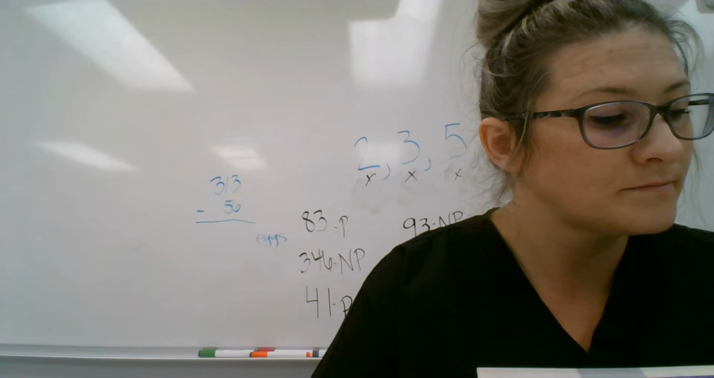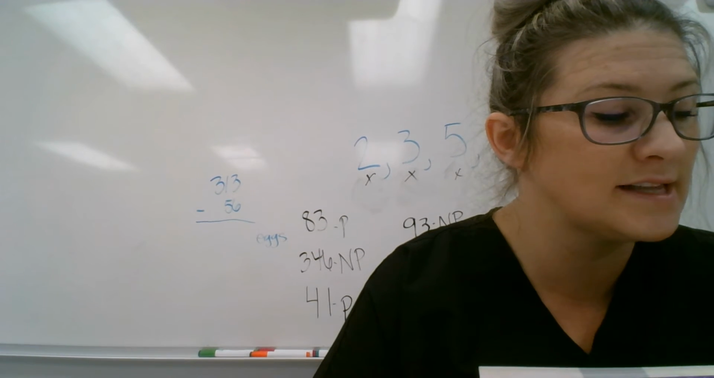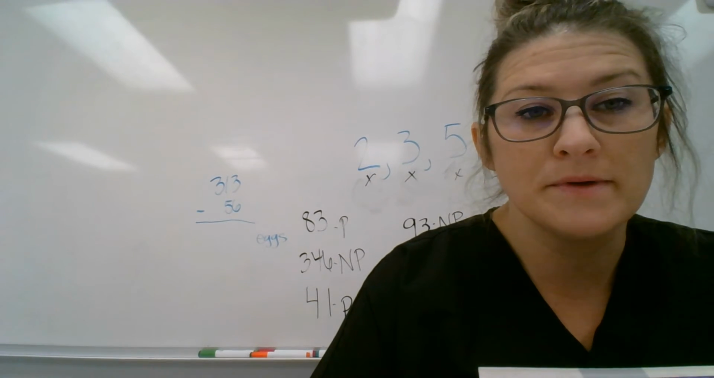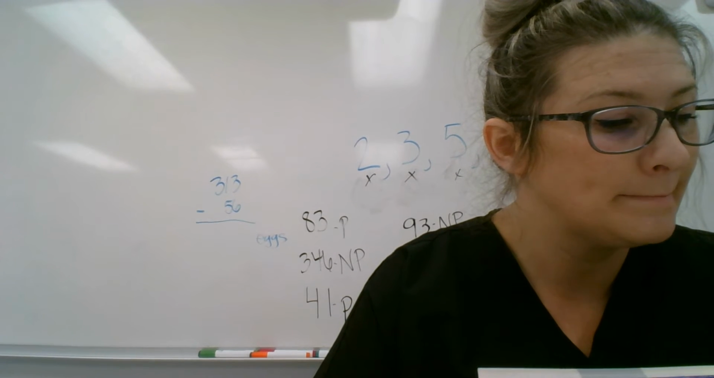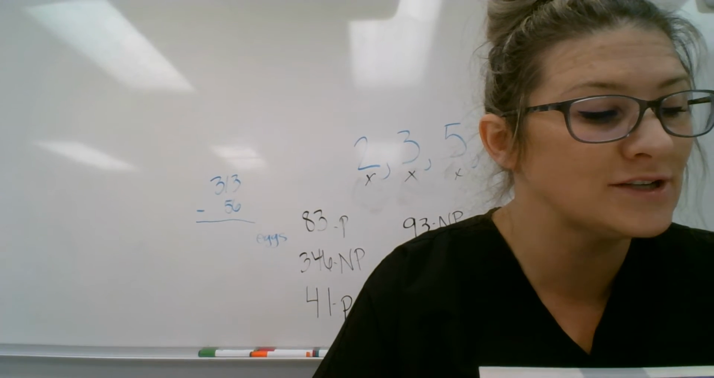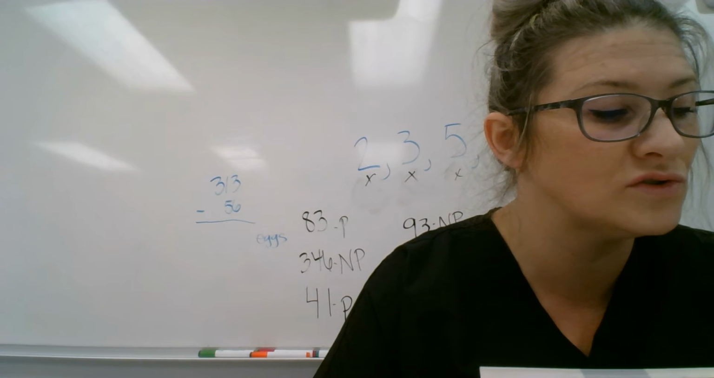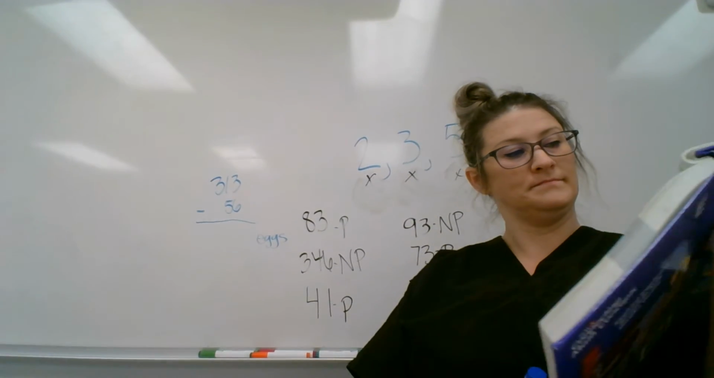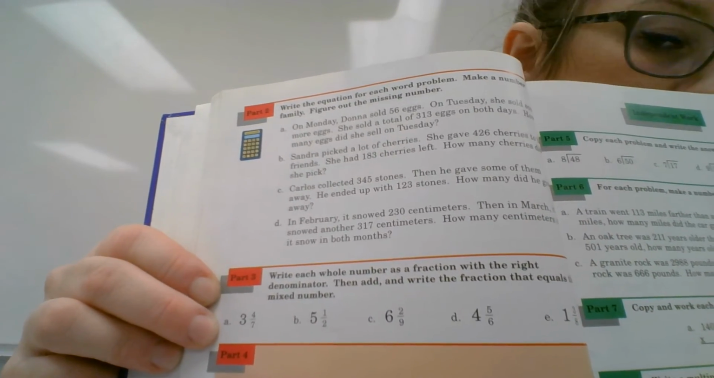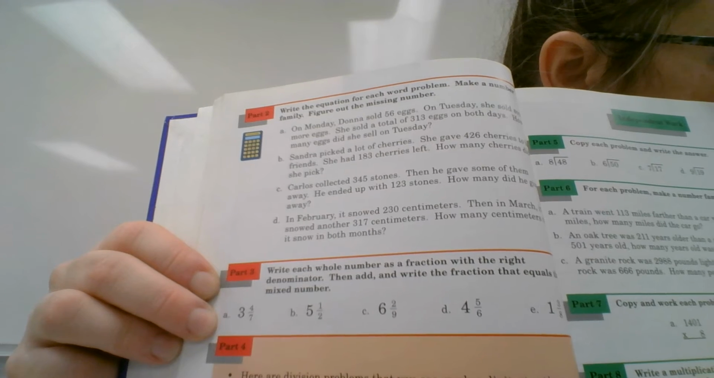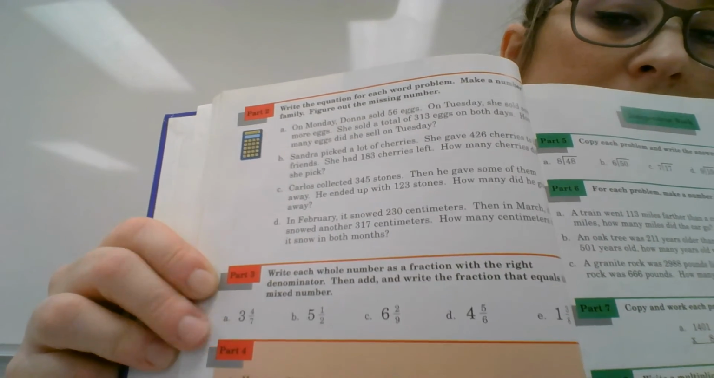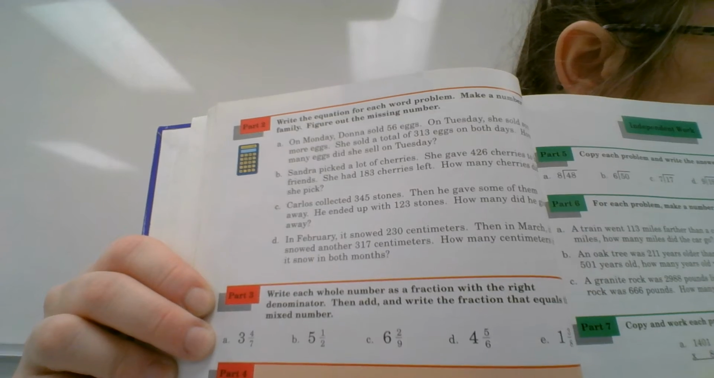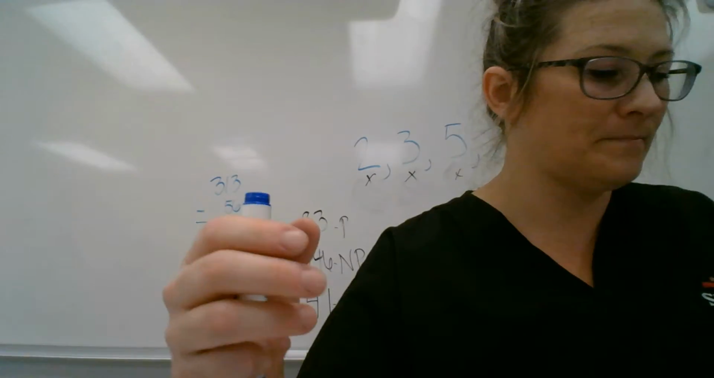Part 3, we're going to write the two fractions that add for each mixed number. First, you'll change the whole number into a fraction, and then you'll add the fraction that's shown. Problem A. First, we're going to make it into a fraction. Instead of a mixed fraction, we're going to make it into an improper fraction, which means the bigger number on the top.